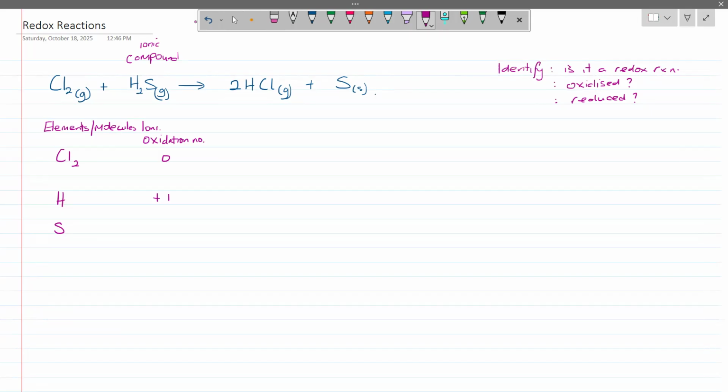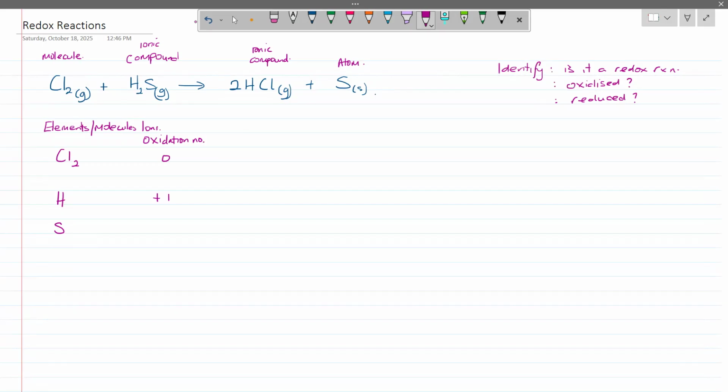Sulfur by itself here is an element in its free state. This is an atom of sulfur. HCl is an ionic compound. And this here is a molecule. The ionic compounds involve what we know about ionic bonding, electron transfer. And when that happens, it results in the formation of ions. So it means that they're going to have changes in their state in terms of their oxidation numbers.